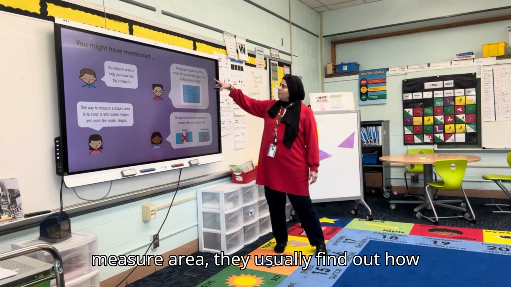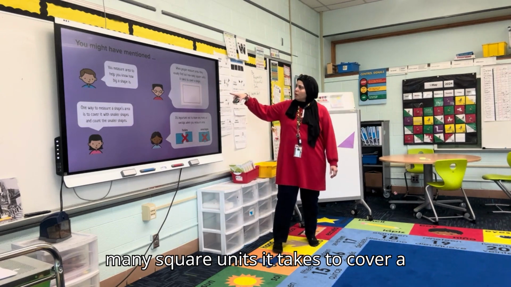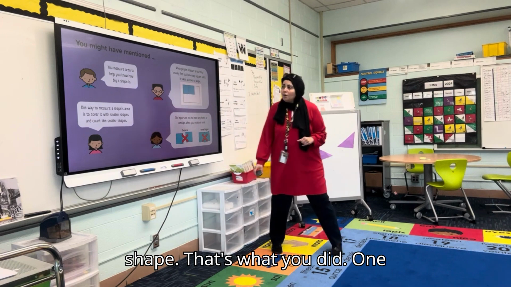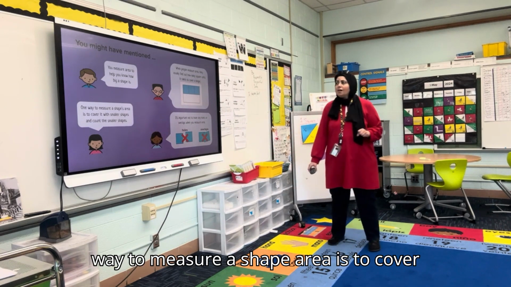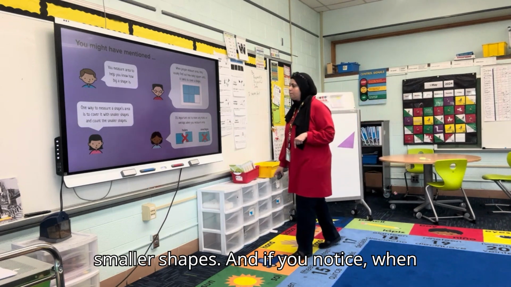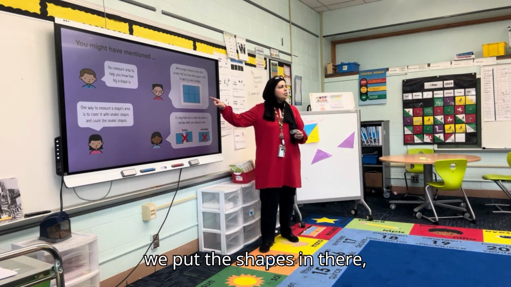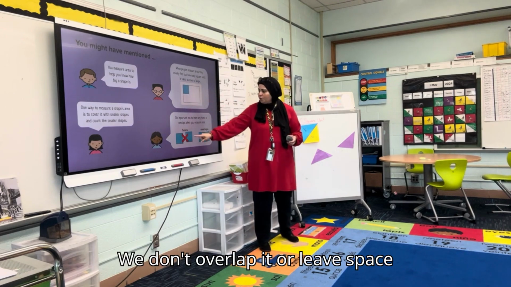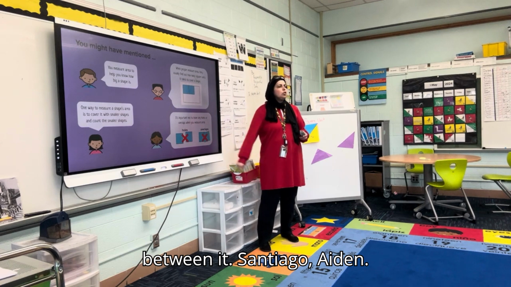When people measure area, they usually find out how many square units it takes to cover a shape. That's what you did. One way to measure a shape's area is to cover it with small shapes and count the smaller shapes. And if you notice, when we put the shapes in there, we don't overlap them or leave space between them.